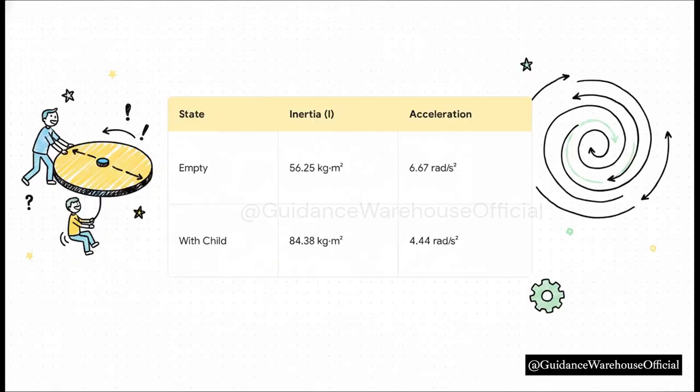Now this right here is the absolute core of today's lecture. We're going to compare 2 different states, pushing the empty merry-go-round versus pushing it when an 18-kilogram child is sitting on the edge. The dad's torque, his 375 Newton meters of push, is exactly the same in both scenarios. But as you'll see, the resulting angular acceleration is vastly different. Let's break down the math.